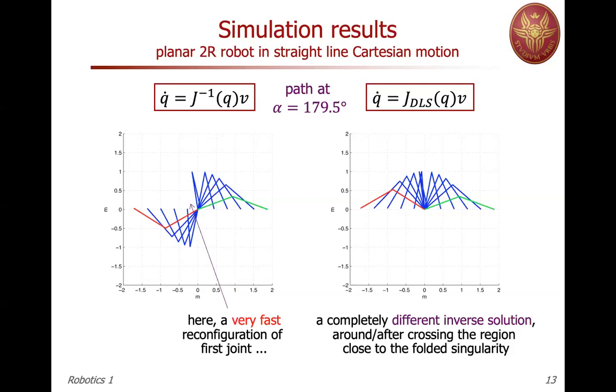On the right-hand side, you see a completely different solution. For the first part, it's the same, but when we are getting close to the singularity and we are activating the damped least squares method, the lambda becomes different from zero, and the way in which it becomes different from zero may be introduced in a smooth way so that you don't perturb too much the solution. And you see that we get out of the singular region in a completely different configuration, still with elbow up. So it's a completely different solution, okay?